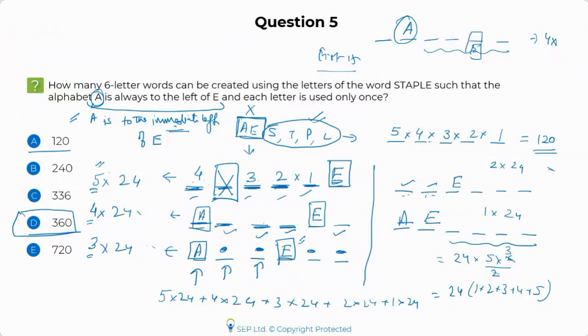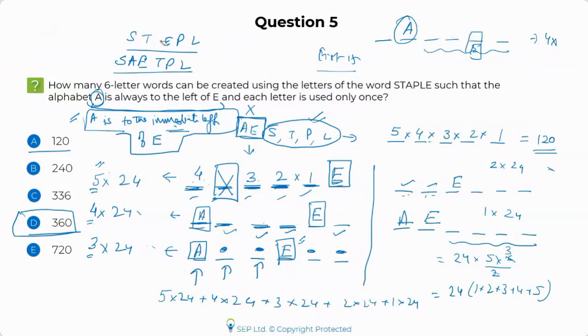Okay. Arpita, to come to your question, AE club together means they are always together. So when you're forming a word, they are never separate. Wherever you place them, you'll always place them together like this. But the question is not asking whether A is to the immediate left of E or not. They're not asking whether both of them are together or not. They're just saying A should be to the left of E. That means anywhere left is fine.